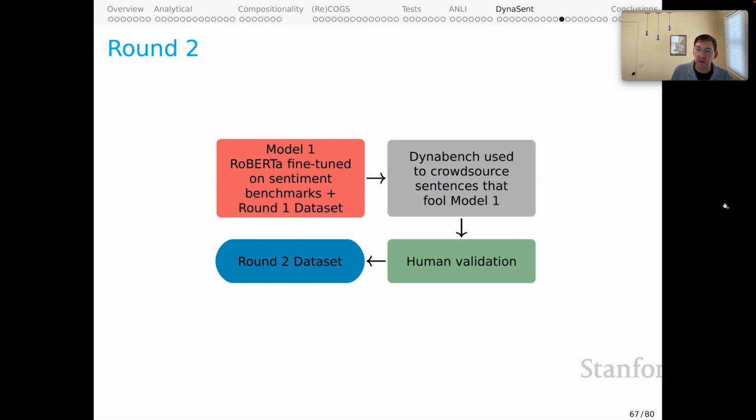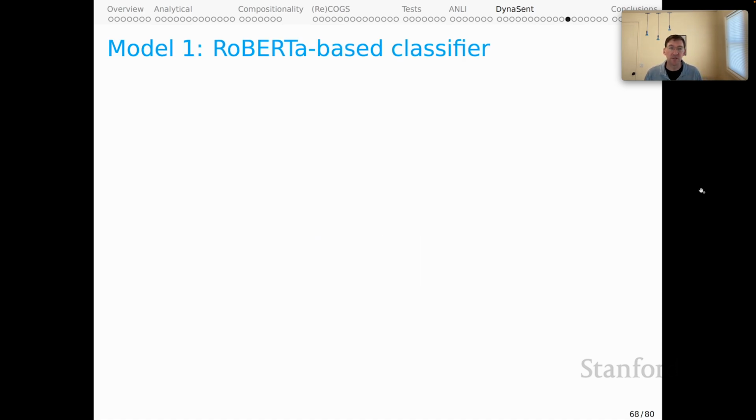Let's move now to round 2. This is substantially different. We begin from Model 1, and this is a Roberta model that was fine-tuned on those external sentiment benchmarks, as well as all of our round 1 data. The intuition here coming from the ANLI project is that we should train models on previous rounds of our own dynamic dataset collection. Instead of harvesting examples from the wild in this phase, we're going to use DynaBench to crowdsource sentences that fool Model 1. We'll human validate those, and that will lead us to our round 2 dataset.